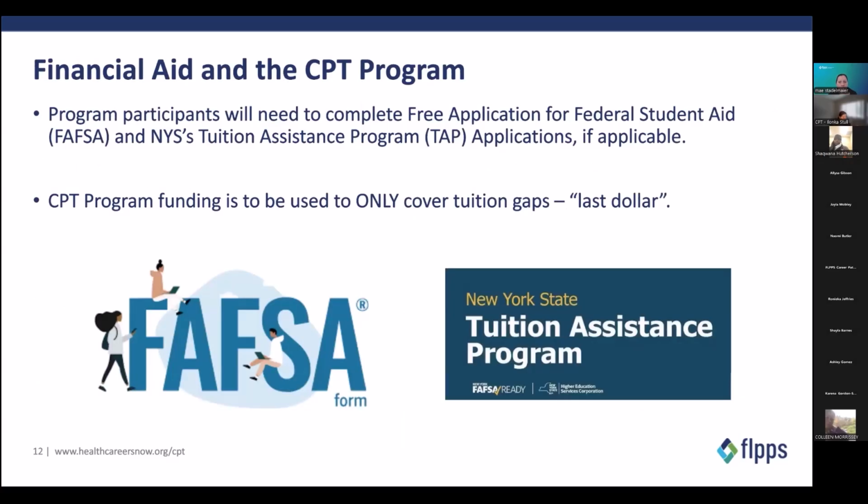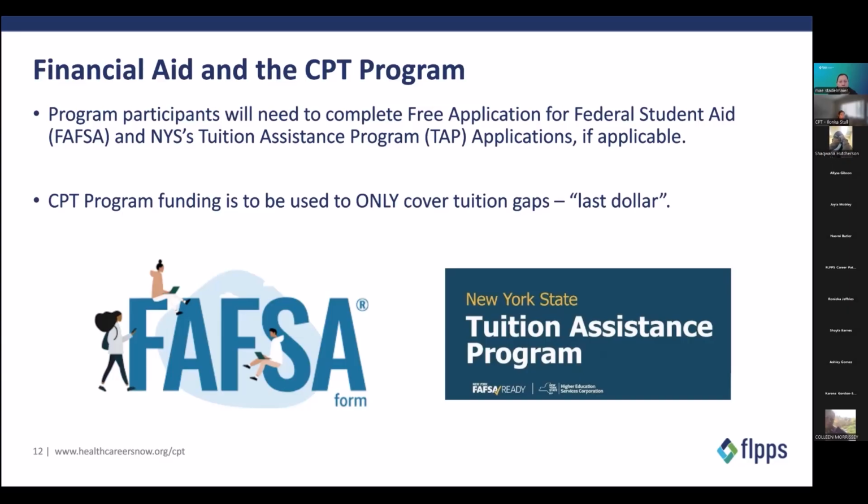When we were talking earlier about the tuition coverage and the last dollar, we need to share with you that one of the requirements is to apply for the Free Application for Federal Student Aid, FAFSA, and the Tuition Assistance Program, TAP, applications. You have to go through the process if it's applicable for your academic program. If you are eligible for FAFSA or TAP funding, great. If you are not eligible, great. We just need to make sure that you apply for those two grants.